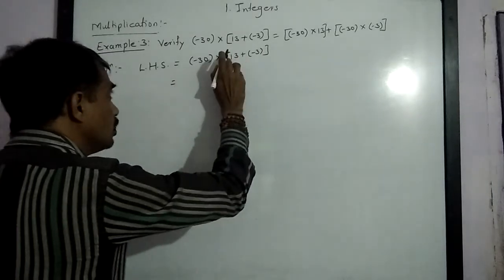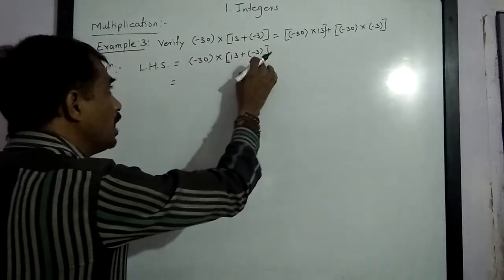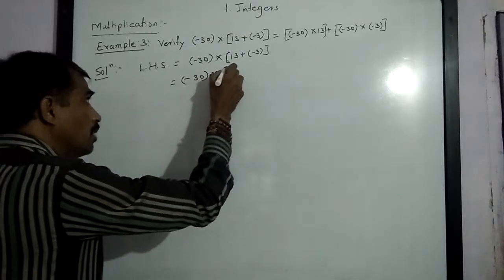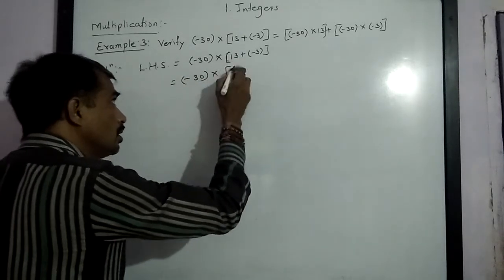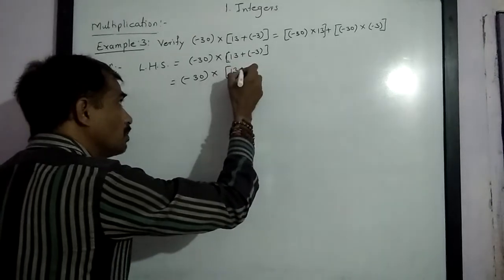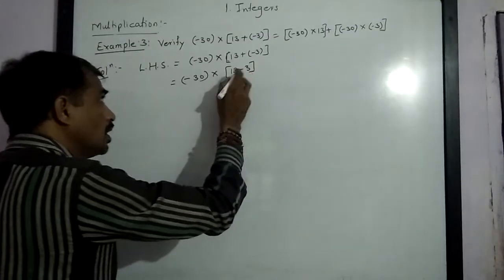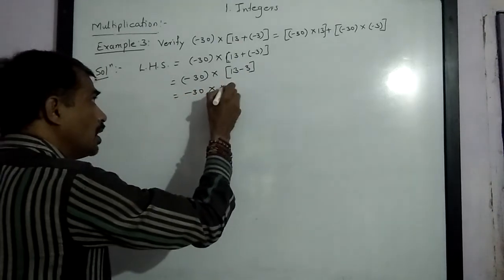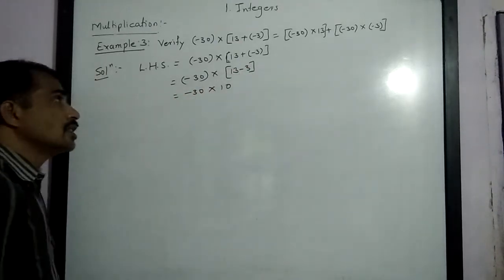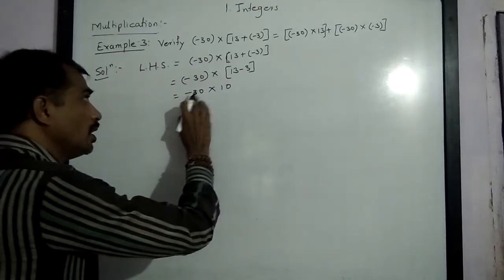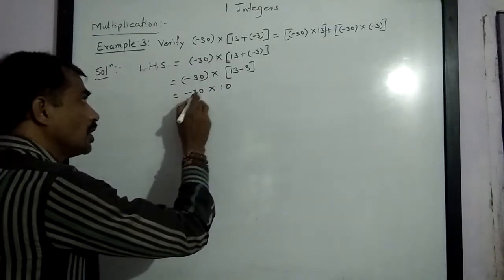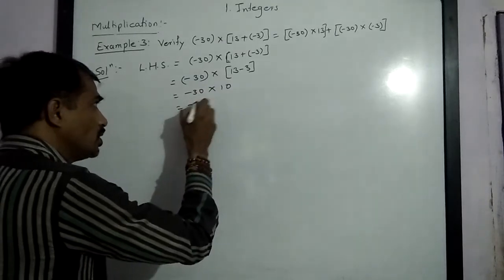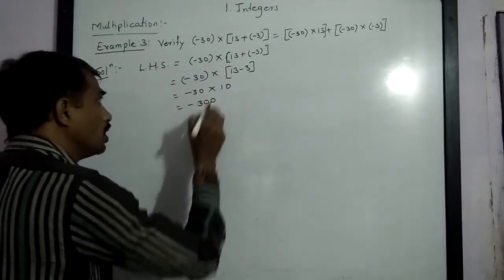So we already know that the bracket must be solved first. So this will be negative 30 multiplied by 13 plus into minus becomes minus, 13 minus 3. This is equal to negative 30 multiplied by 10. 13 minus 3 is 10 and 3 tens are 30, 1 zero as it is, or we can say 30 tens are 300. So this is equal to negative 300.